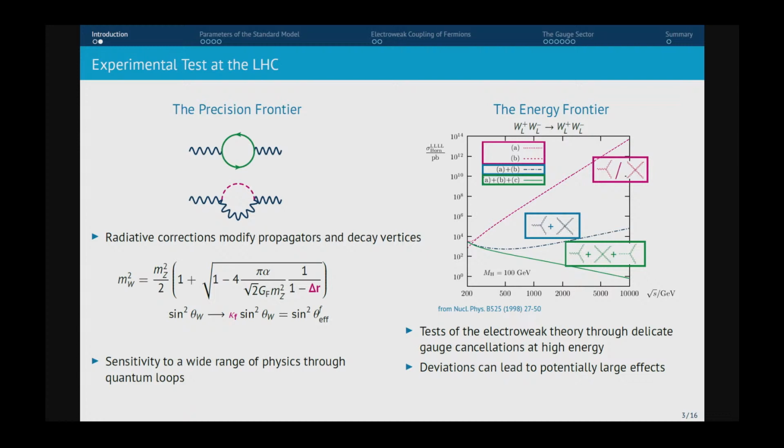These divergences cancel exactly in the standard model through delicate cancellations between individual diagrams. And now you can imagine that if we have any deviations from the standard model, we destroy these exact cancellations, and this leads to potentially very large effects. And this mechanism we test in some of the rarest processes that we can experimentally access at the LHC.